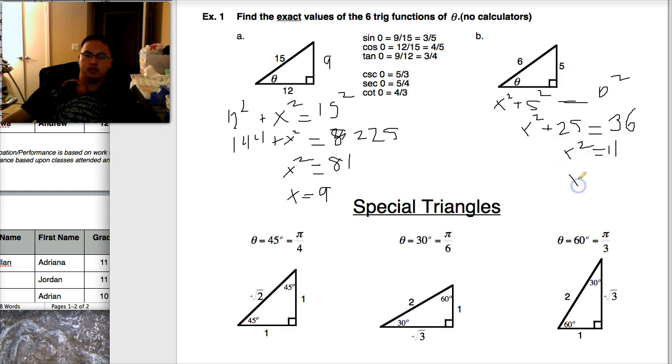Some of you don't know what number squared gives me 11, but I could just leave it like that. I'll square root both sides. I get the square root of 11. So this side is square root of 11. So you're saying, oh, that's ugly. It's not pretty. It isn't an exact number, but it's still a number.